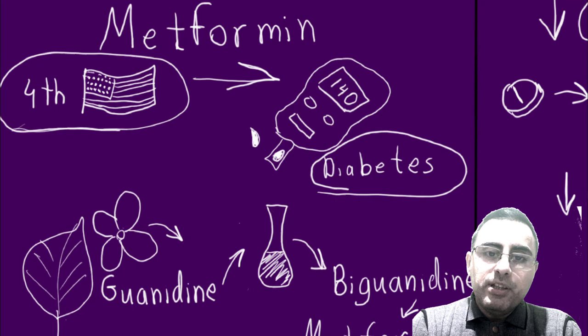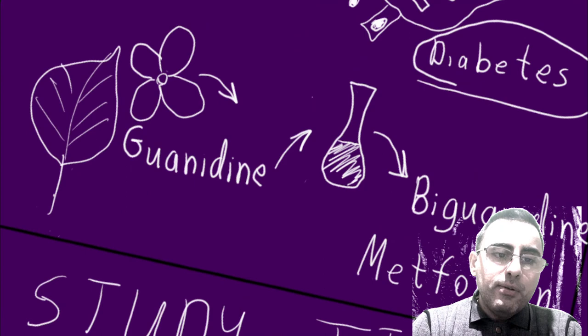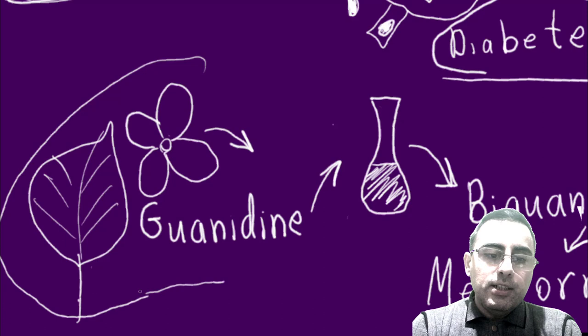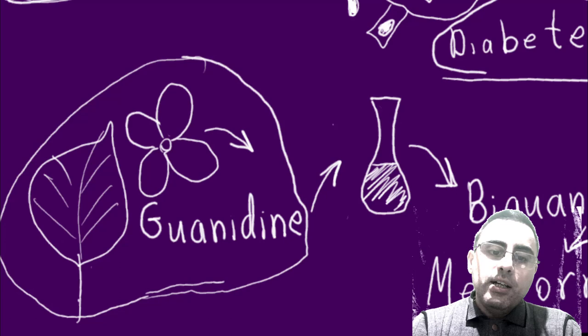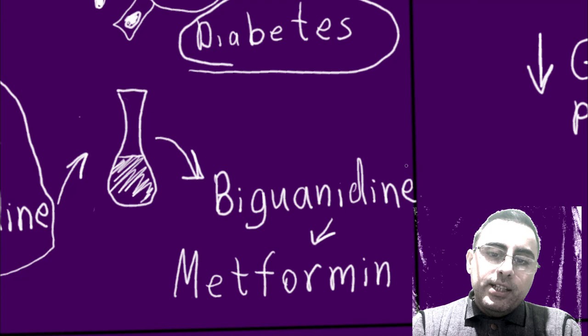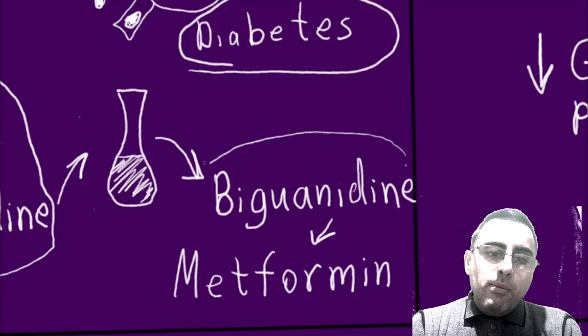Metformin is derived from a plant which is called French lilac. It's toxic. It contains guanidine and it's toxic. That's why this plant was modified by scientists, and we have biguanide. And now biguanide is a class of drugs and the most common drug from this class is metformin.